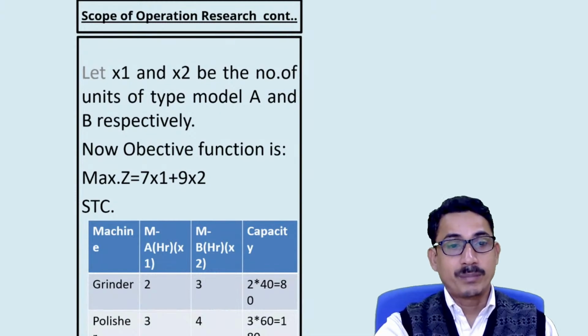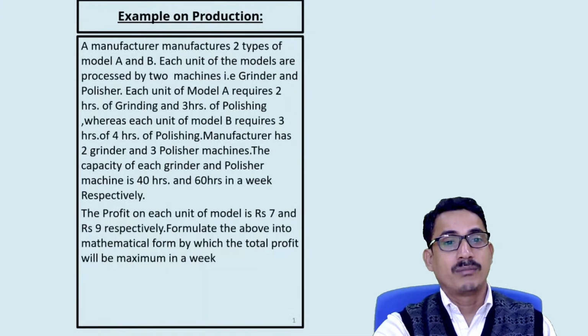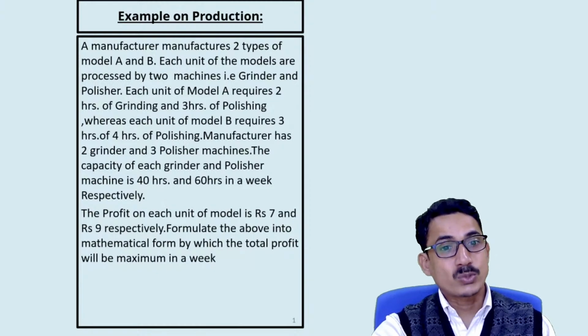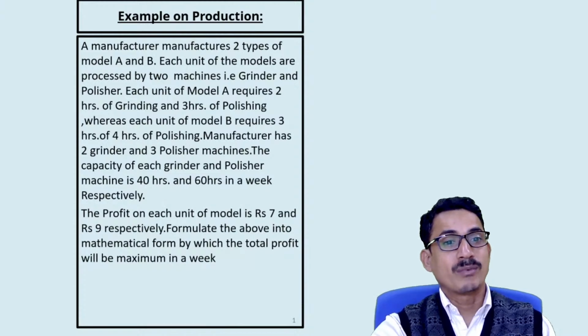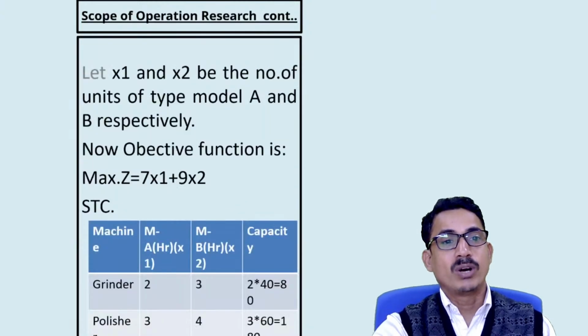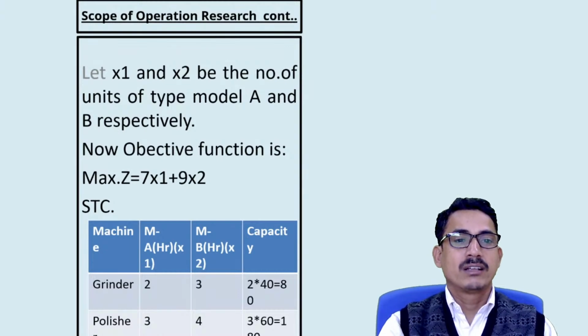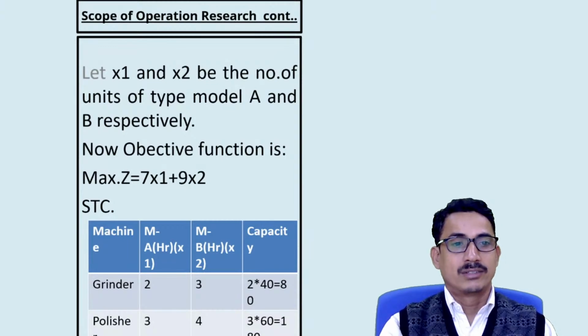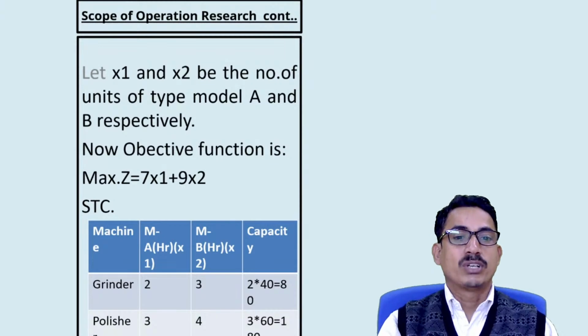Now what will be the objective function? As you know, the profit generated from 1 unit of model A is rupees 7 and from 1 unit of model B is rupees 9. But you are producing x1 units of A, so it will be 7x1. When you are producing x2 units of B, it will be 9x2. The manufacturer is getting profit from both. So on adding, what are you getting? 7x1 plus 9x2, and we maximize Z, the profit. Now coming to the subject to constraints.